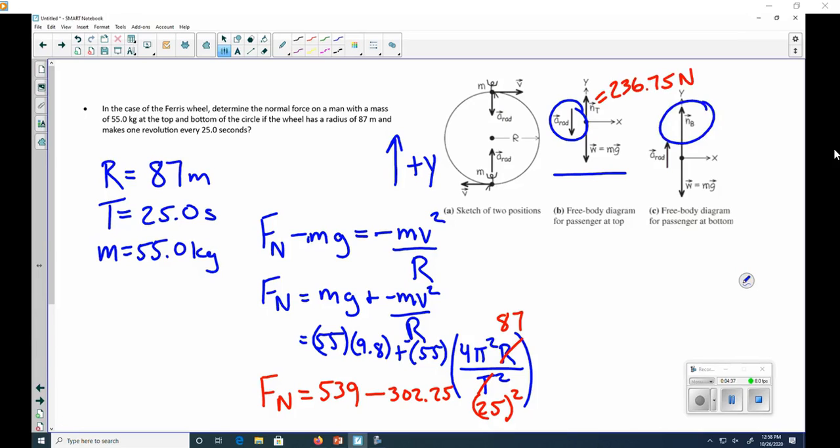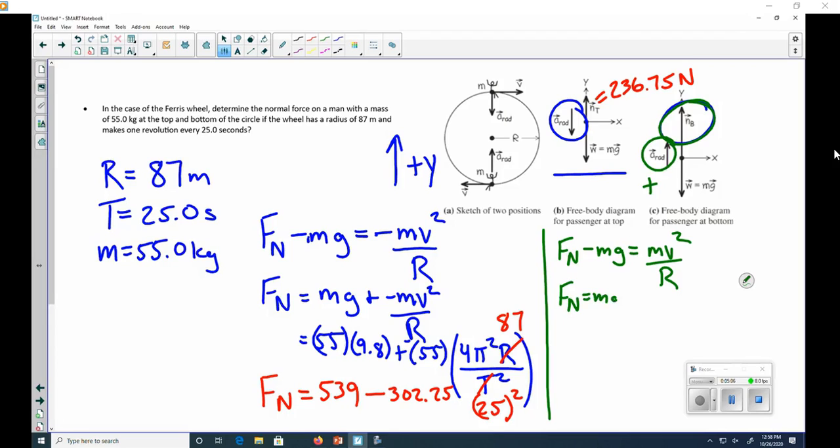Now we can solve the same problem for the bottom of the Ferris wheel, except this time the directions are different. The normal force still points in the positive direction, the weight still points in the negative direction. But now the centripetal force and the radial acceleration point upwards towards the center of the circle. So it is also positive.